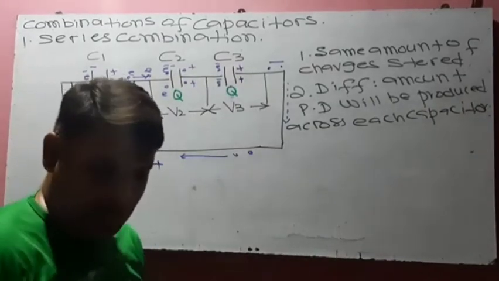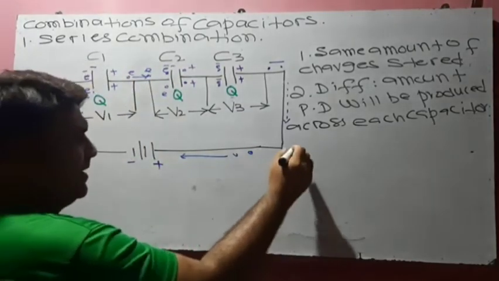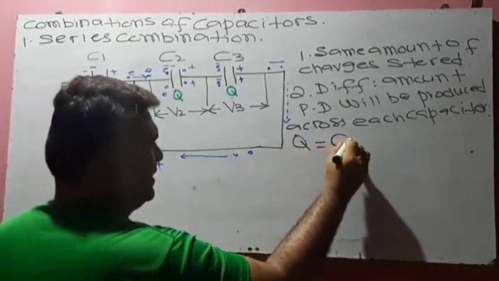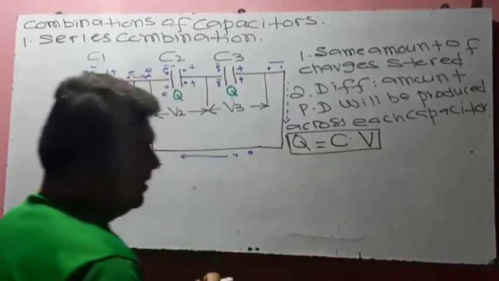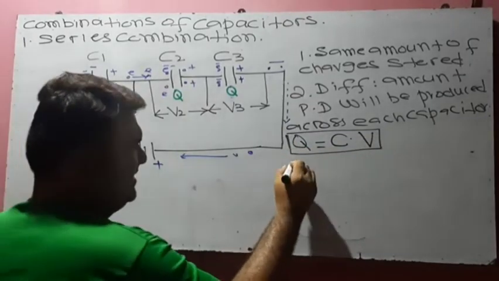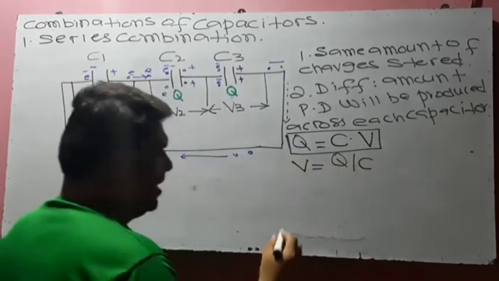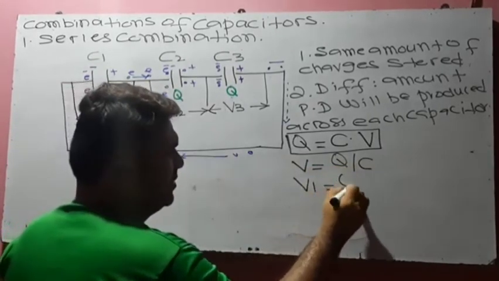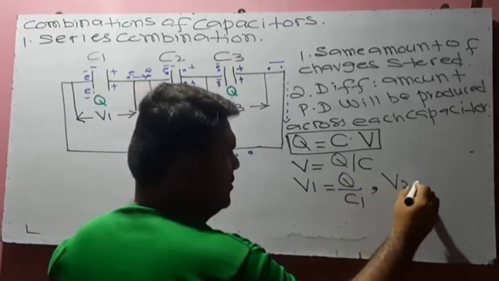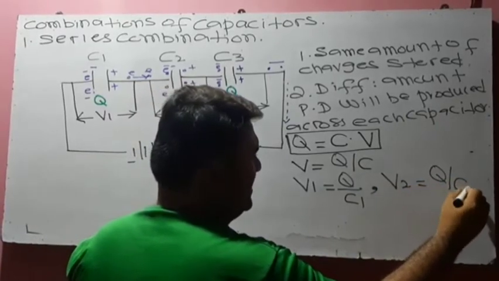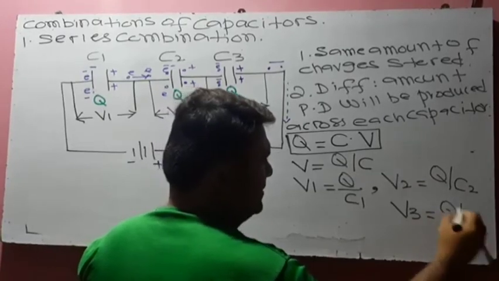Now we use the fundamental equation of a capacitor, that is Q is equal to C into V. Now V is equal to Q upon C. V1 is equal to Q upon C1, V2 is equal to Q upon C2, and V3 is equal to Q upon C3.